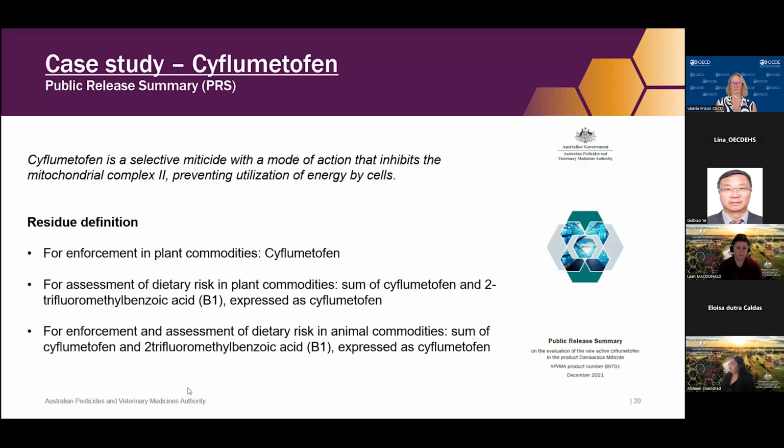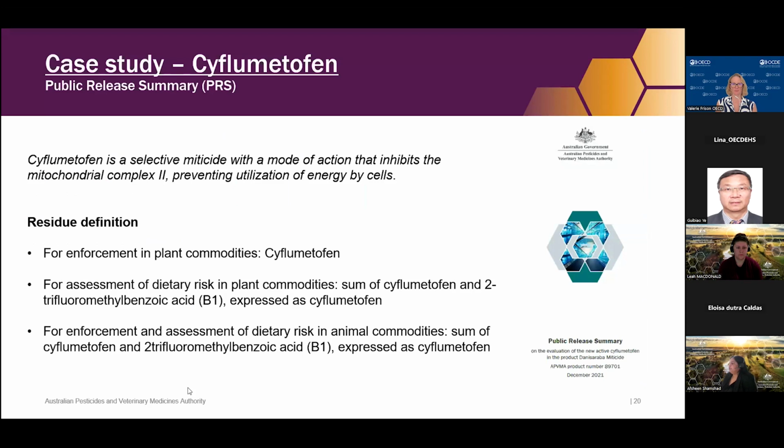So here, I will present to you a case study. This cyflumetofen is a selective miticide, and this was presented to APVMA. We registered it recently in 2022. It was the first registration and first product registration of a beta-ketonitrile miticide.